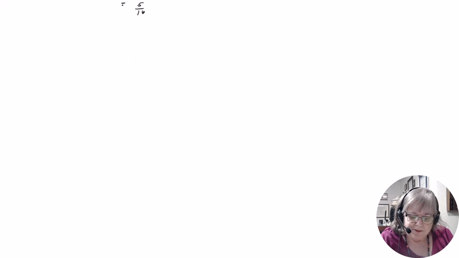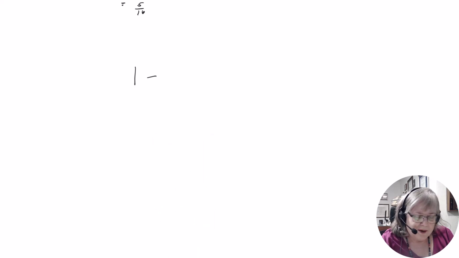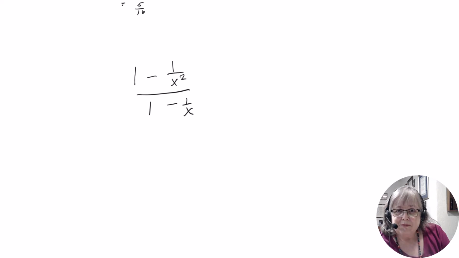So let's try one with some variables. And we would have 1 minus 1 over x squared, over 1 minus 1 over x. And if you want to do that method 1, that's fine. Okay, I'm going to do method 2, and we'll just check and make sure we have the same answers.